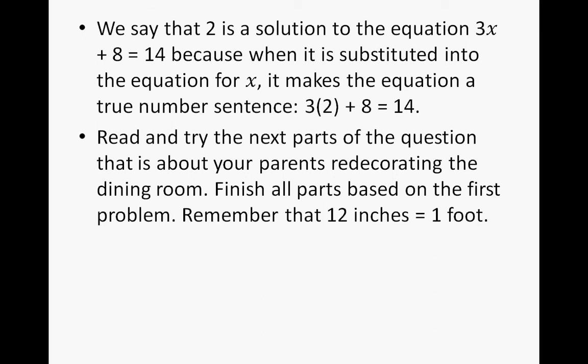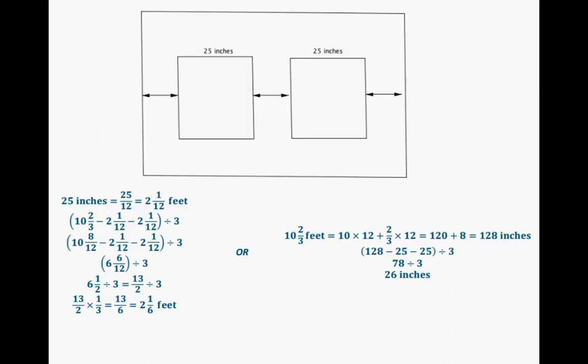All right, so let's see how far you got. There are 2 ways to approach this problem. First of all, you can convert to feet, in which case 25 inches for each poster or picture would be 2 1/12 feet. Then using the fact that the total length is 10 2/3 feet, subtract 2 1/12 2 times, and then what is left over is split into 3 equal parts, so that would be divided by 3, and you should end up with 2 1/6 feet.